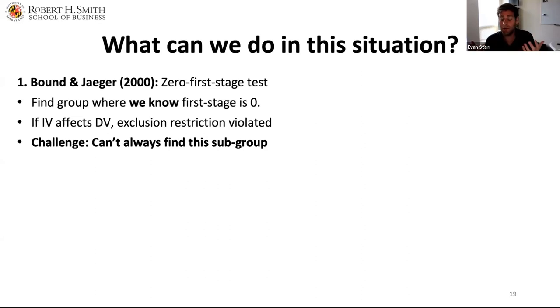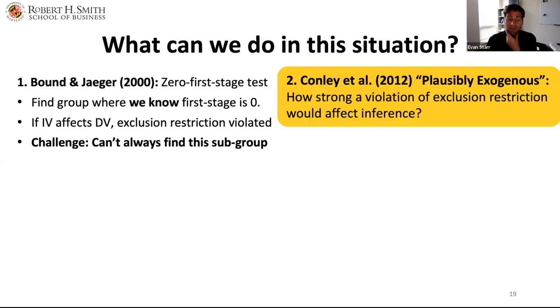The problem is this requires deep contextual knowledge. It's not always obvious. We can't do it here. We don't know a subgroup where there's no relationship whatsoever between the examiner leniency and receiving the patent. Okay, so what else can you do?